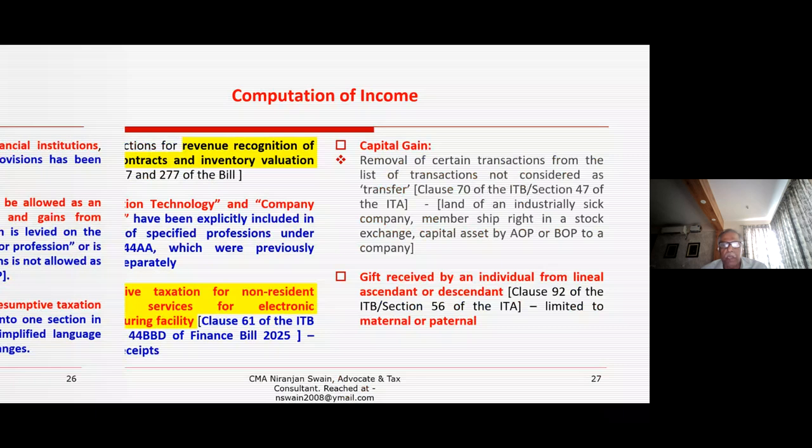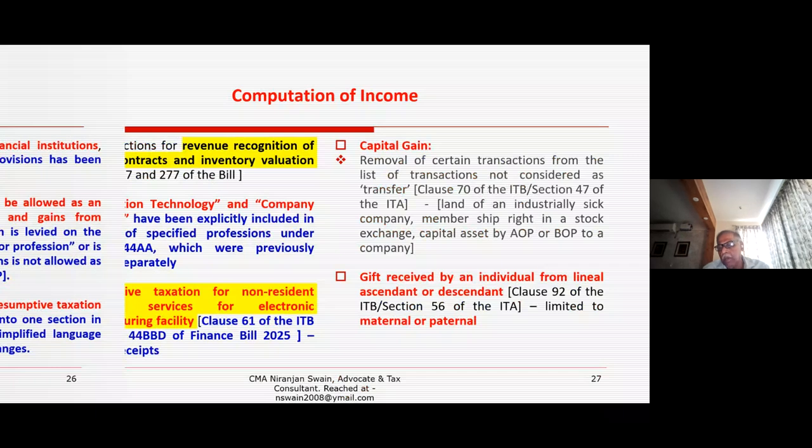Information technology and company secretary had been included under section 44 to maintain books of accounts. Section 44 says you can maintain books of accounts if your income exceeds a certain limit. But categorically, information technology and company secretary were not mentioned; by way of a CBDT notification they were covered. Now it is directly included in the income tax bill, just like chartered accountant and cost accountant, who are professionals. Similarly, information technology and company secretary are also treated as professionals. Presumptive taxes on non-residents providing services for electronics manufacturing facility was the amendment made in the 2025 Act, also incorporated in the finance bill.